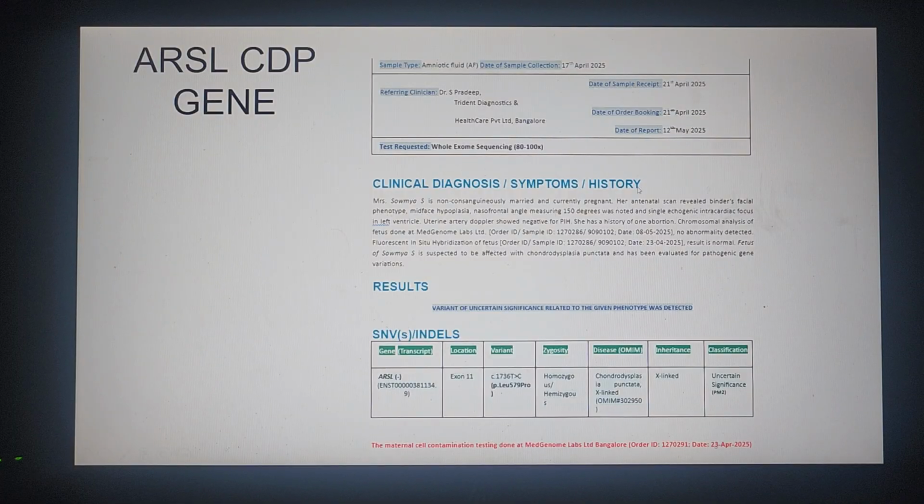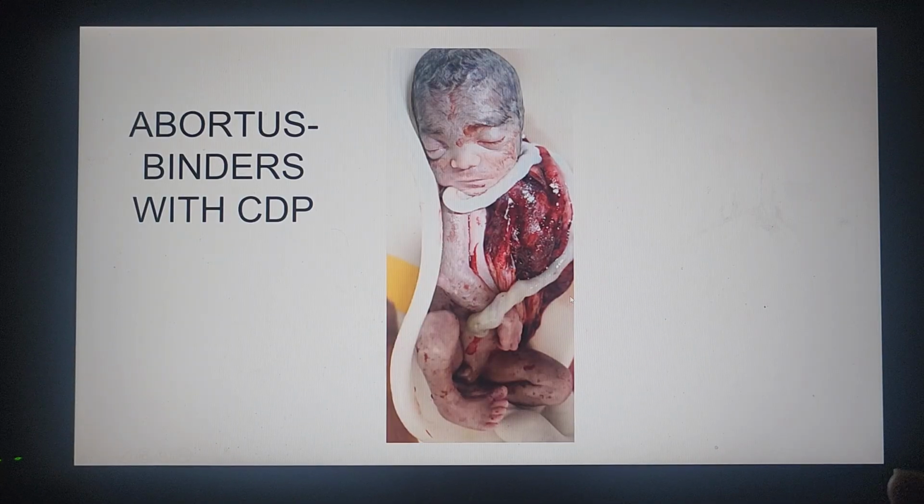An amniocentesis was done and it shows ARSL gene located in exon 11 with a homozygous X-linked pattern suggesting the possibility of Chondrodysplasia punctata. The patient was advised not to continue, and that's the abortus. So this last case shows binder's phenotype with Chondrodysplasia punctata in the whole exome sequencing from an amniocentesis done in the mid-trimester.